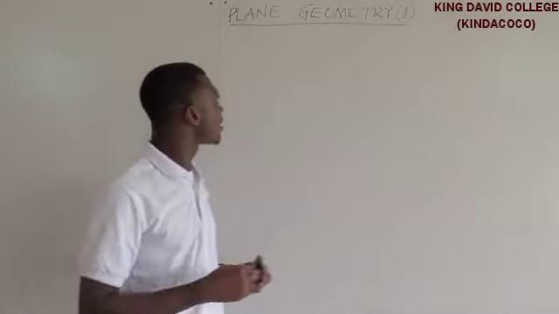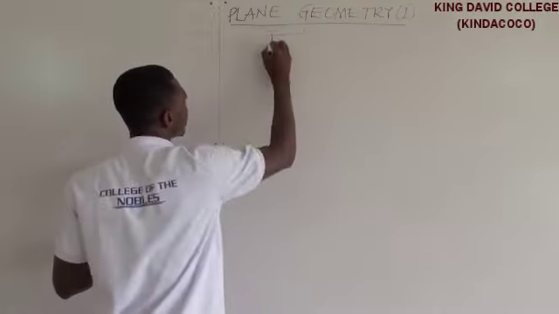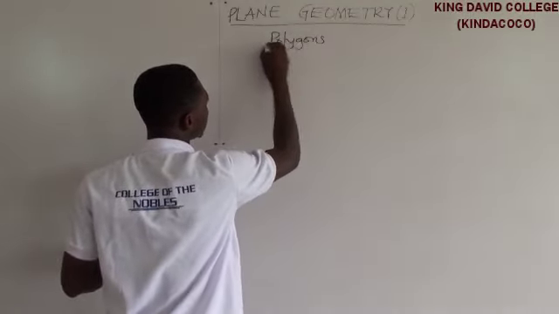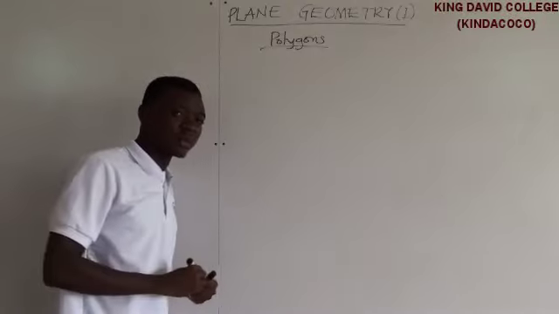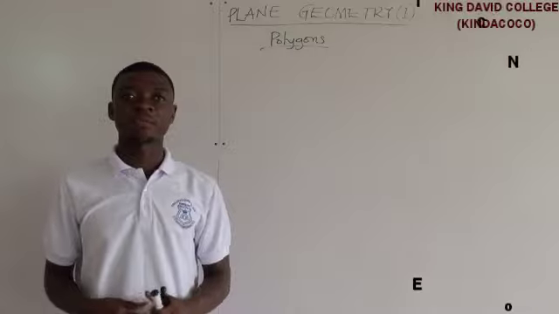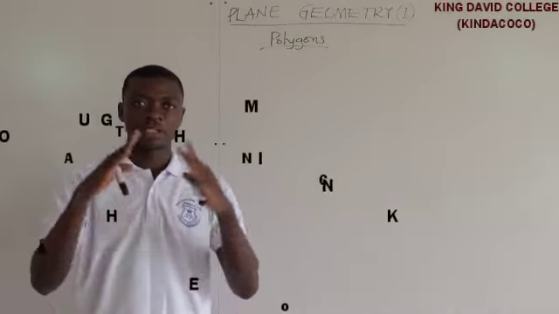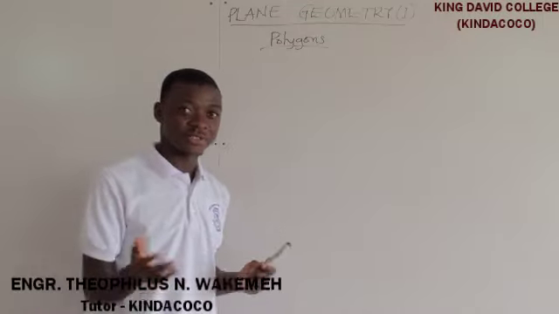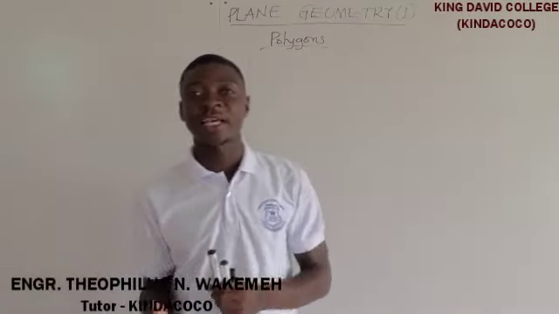Alright, so now let's look at polygons. Almost every shape or every figure is a polygon, because a polygon is actually a particular shape bounded by lines, right? So that's a polygon. These triangles and the rest are polygons.